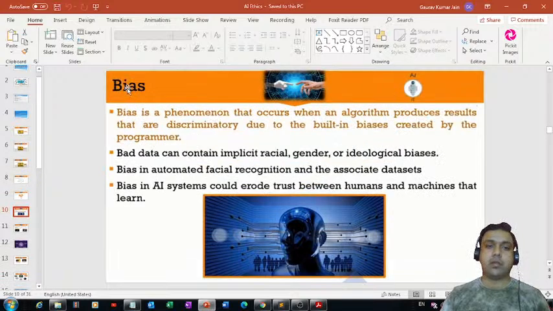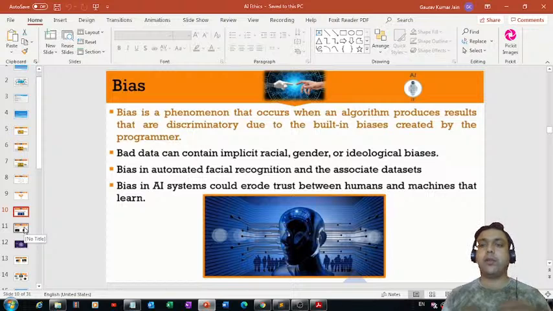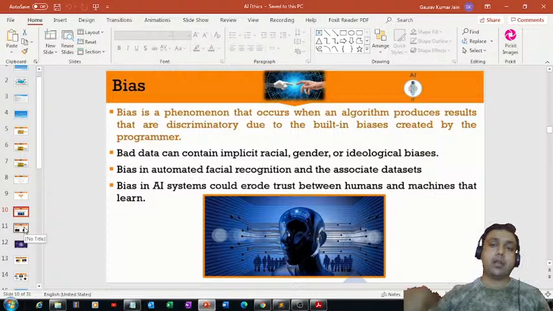We have bias. There is a thing called AI bias. Bias is a phenomenon that occurs when an algorithm produces results that are discriminatory due to the built-in biases created by the program. For example, if you visit a website and there is a chatbot over there, you will hear it telling you things in the form of speech, but you will hear a female voice in the background. Likewise, in Google Maps also we have a female voice, right?